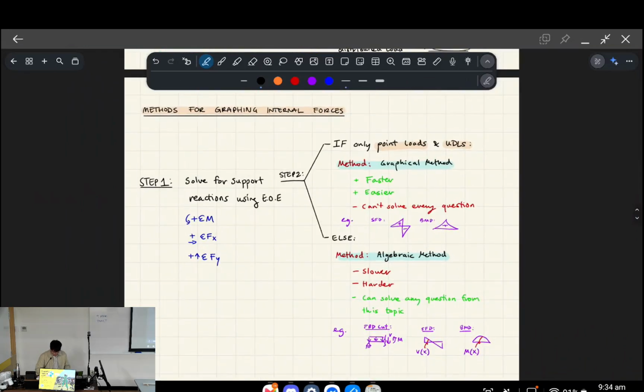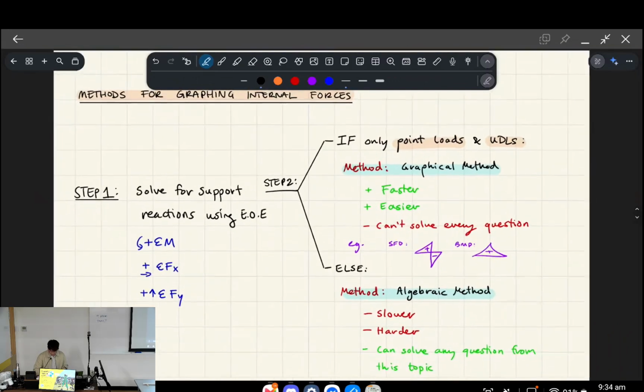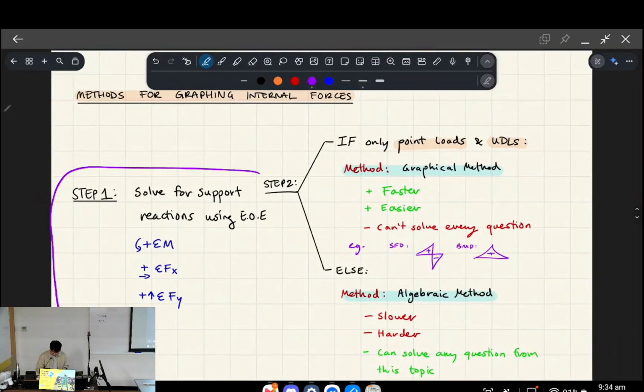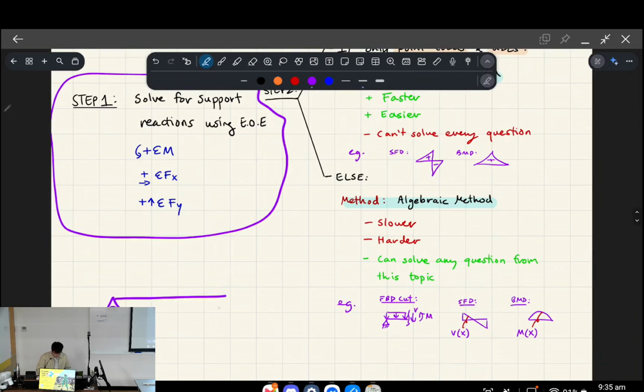Cool. So, methods for graphing internal forces. Before I get into the actual methods, the first thing I want you to realize is that for solving beams, the first thing you want to do is always find the support reactions. It will help you greatly in trying to graph the internal forces, regardless of which method you do. You've learned the skills on how to do this last week. It's basically finding the unknowns. So if this is a beam and you've got whatever loads on it, you're interested in finding these two reactions. Okay, that's the first step.